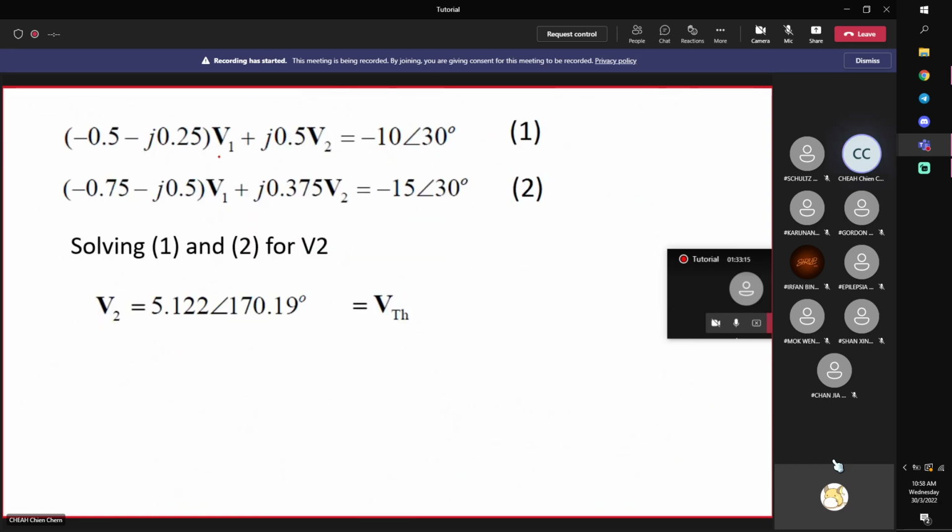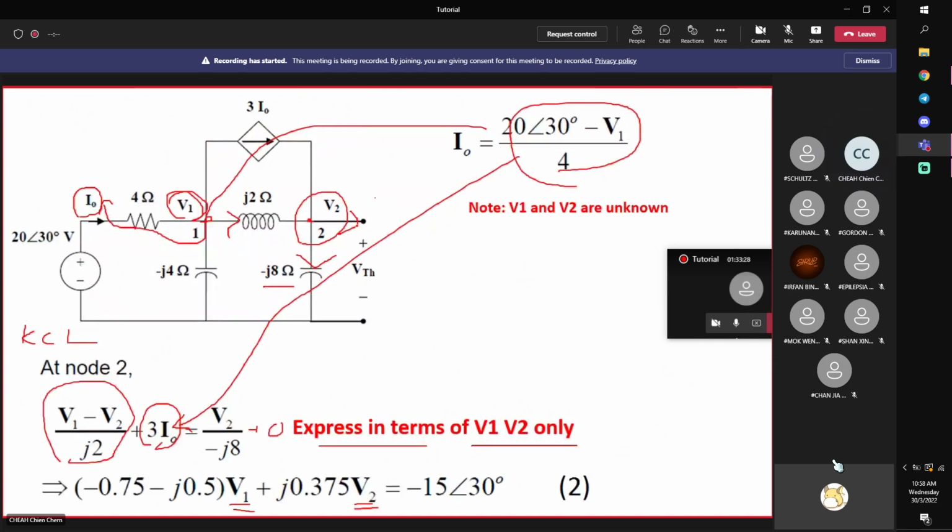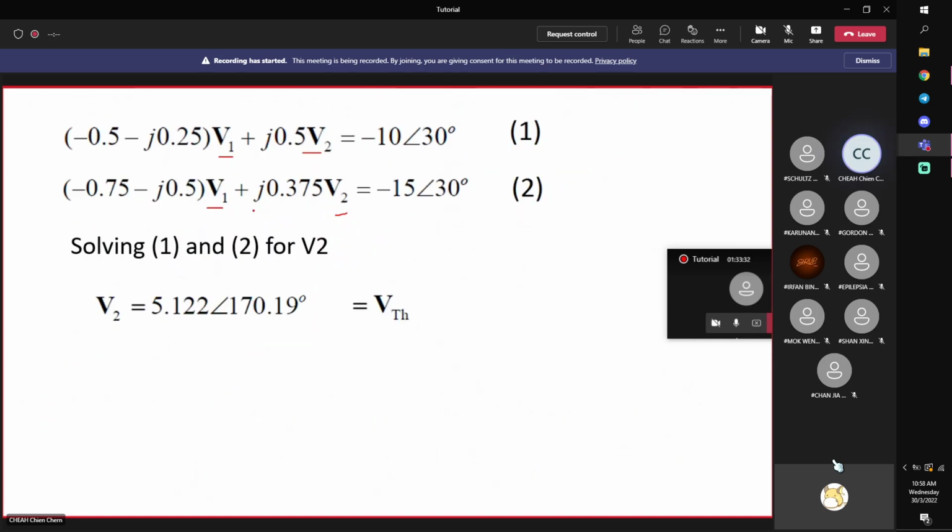Okay, so two equations is enough to solve for two unknowns. All right, if you solve it, the easiest way is substitution, as I said. If you want to solve V2, why do you want to solve V2? V2 is your VTH. You want to solve V2, then you should use one of the equations, either one. Express V1 in terms of V2, substitute into the other equation, then there's only V2, then you solve for V2.